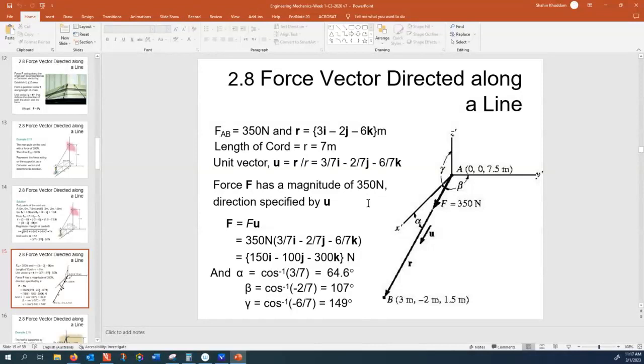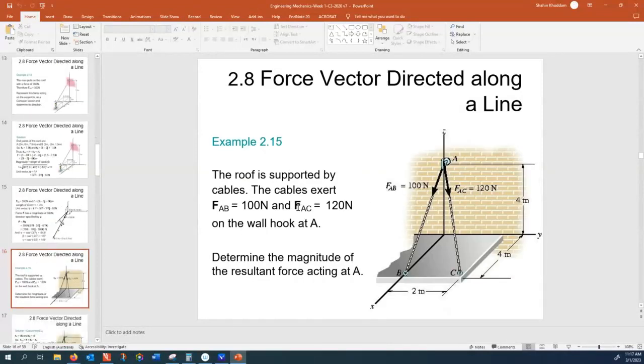Okay, dot product, there are two formulas depending on what you have.